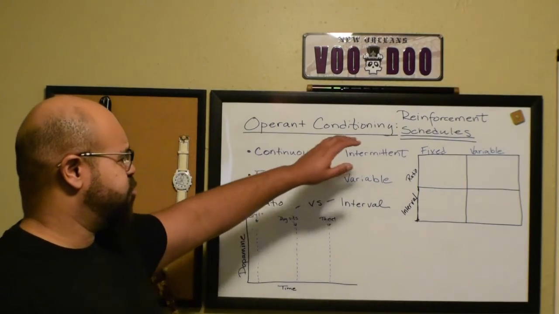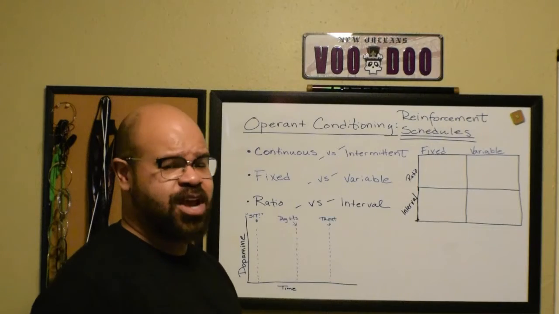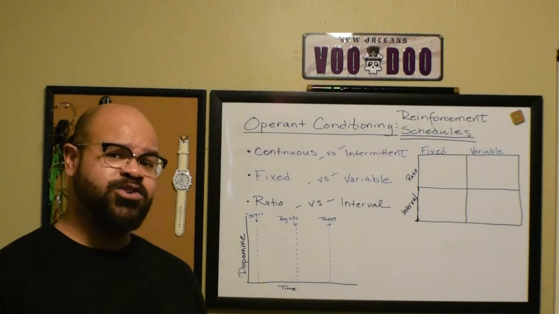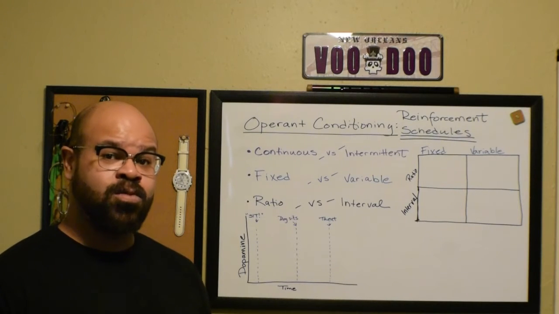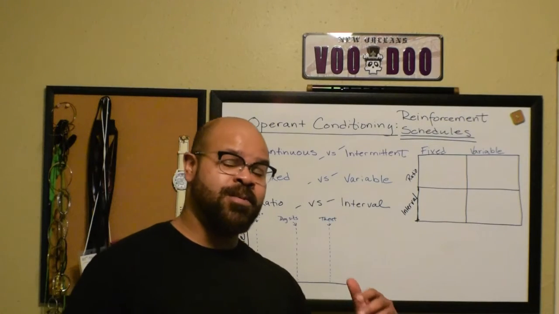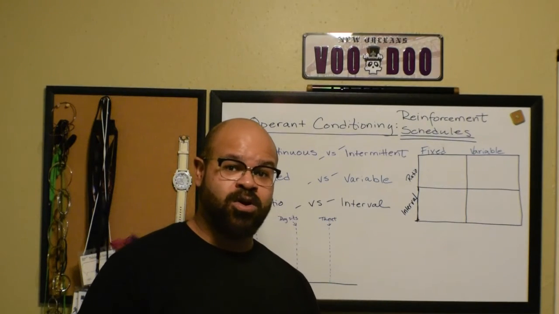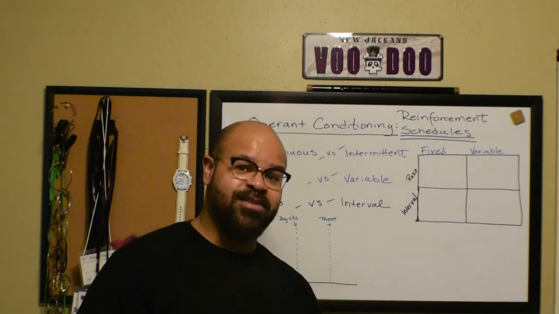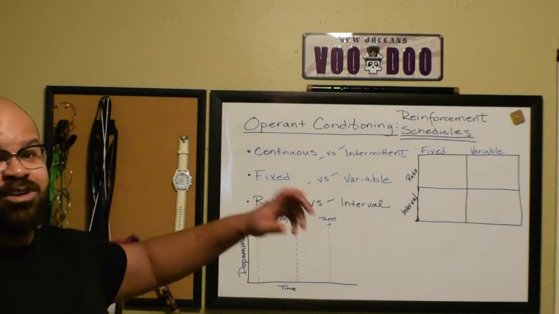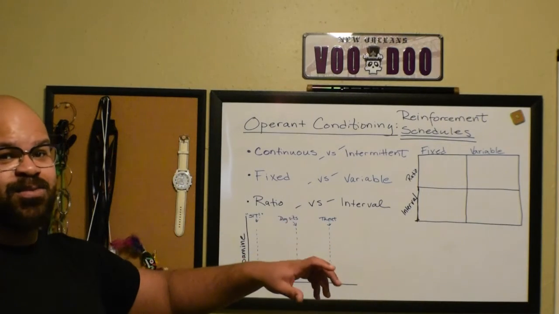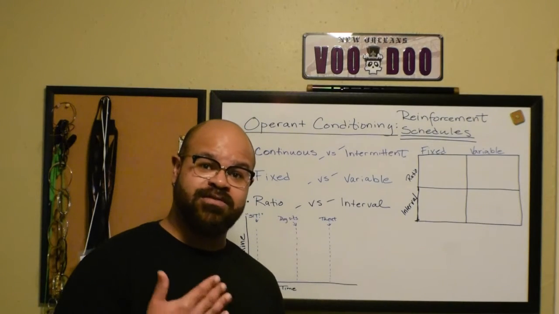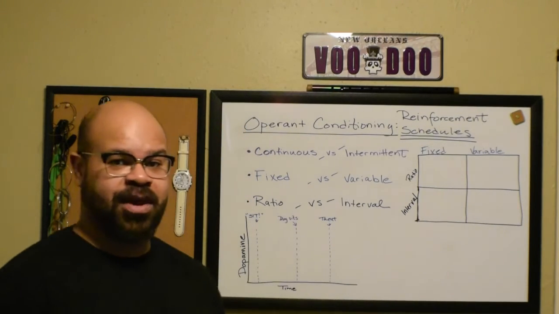So a continuous conditioning schedule is going to be one in which every time the subject performs the target behavior, every time they do the thing that you either want them to do more of or you want them to do less of, you are always going to give them a reward or a punishment. Every time, every time, every time. That's what we mean by continuous. This means that every time they do the thing, you're going to give them the reward if you're trying to increase that target behavior, or you're going to give them the punishment if you're trying to decrease that target behavior.